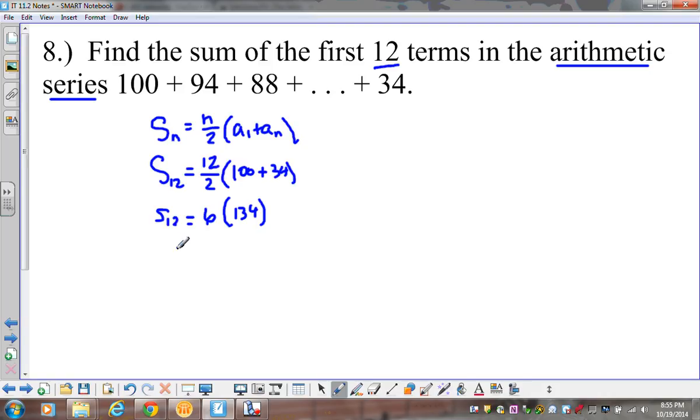So the sum of my first 12 terms in this particular arithmetic series is 6 times 134, which is in fact 804. That's the same number you should get if you plugged into your calculator 100 plus 94 plus 88 plus 82 plus and so on, all the way down to 34. If you add all those up, you would get 804 as your final answer. Now, let's look at this last one real quick, and then we'll be done.